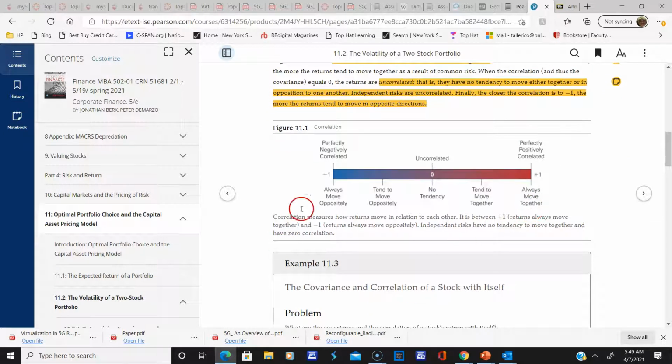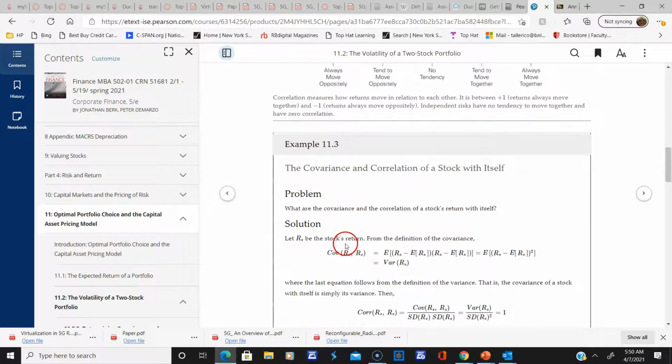Now here's a nice graph that shows that, right? And I think you might have something similar in your book, right? Perfectly negatively correlated is -1, and perfectly positively correlated is +1. So correlation measures how returns move in relation to each other. It is between +1 and -1. Independent risks have no tendency to move together and have zero correlation.